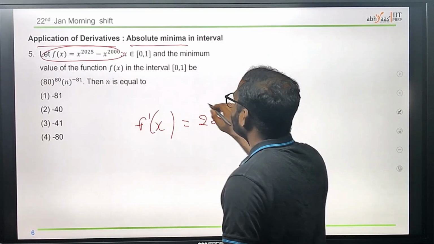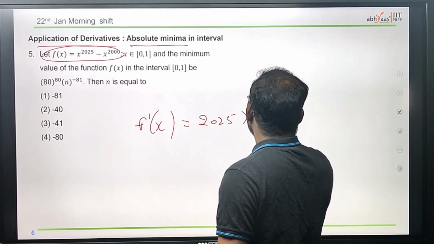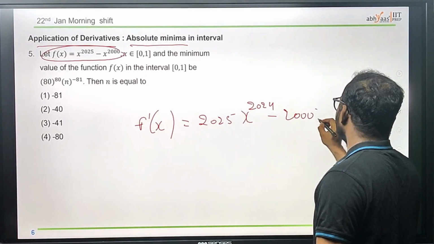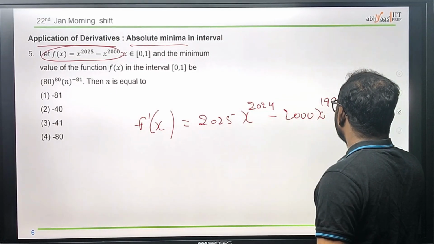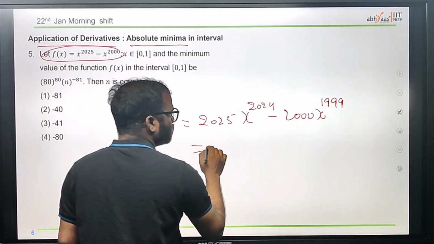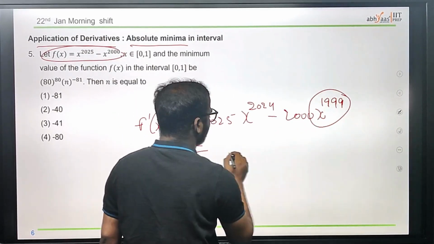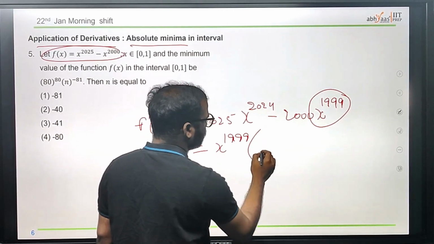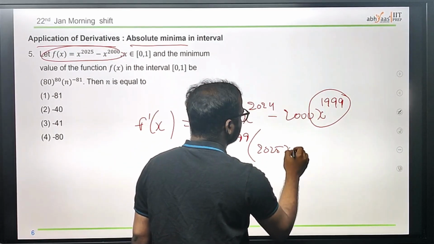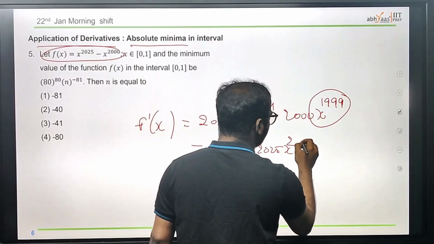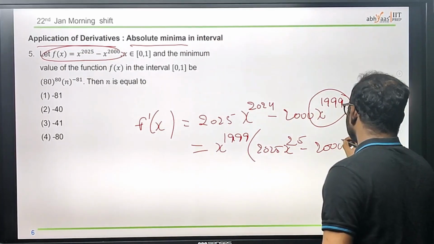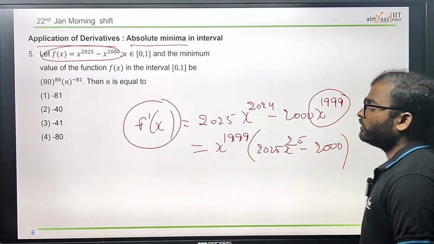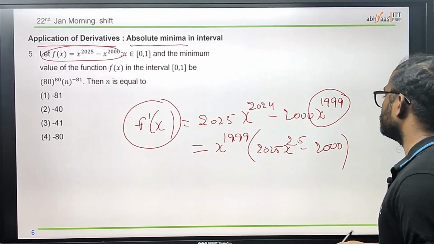Minus 2000 x power 199. Now take x power 199 as common, then we will have 2025 times x power 25 minus 2020. So we got the differentiation. We need to find the critical point, and in order to find it, we set it equal to 0.